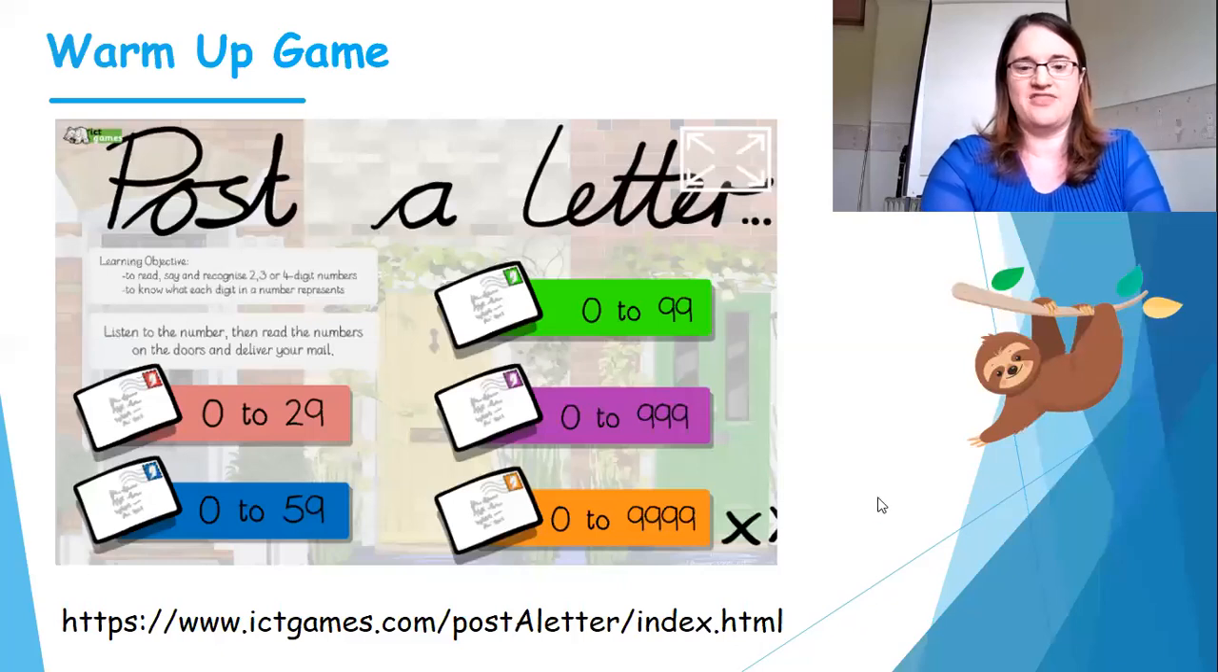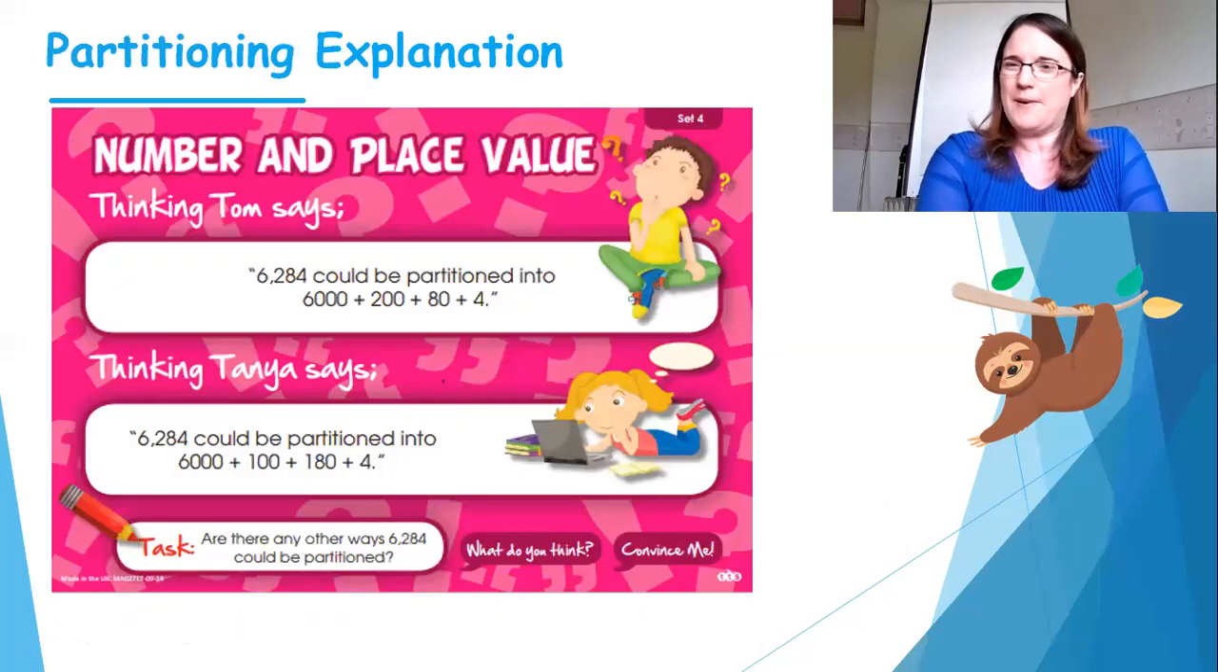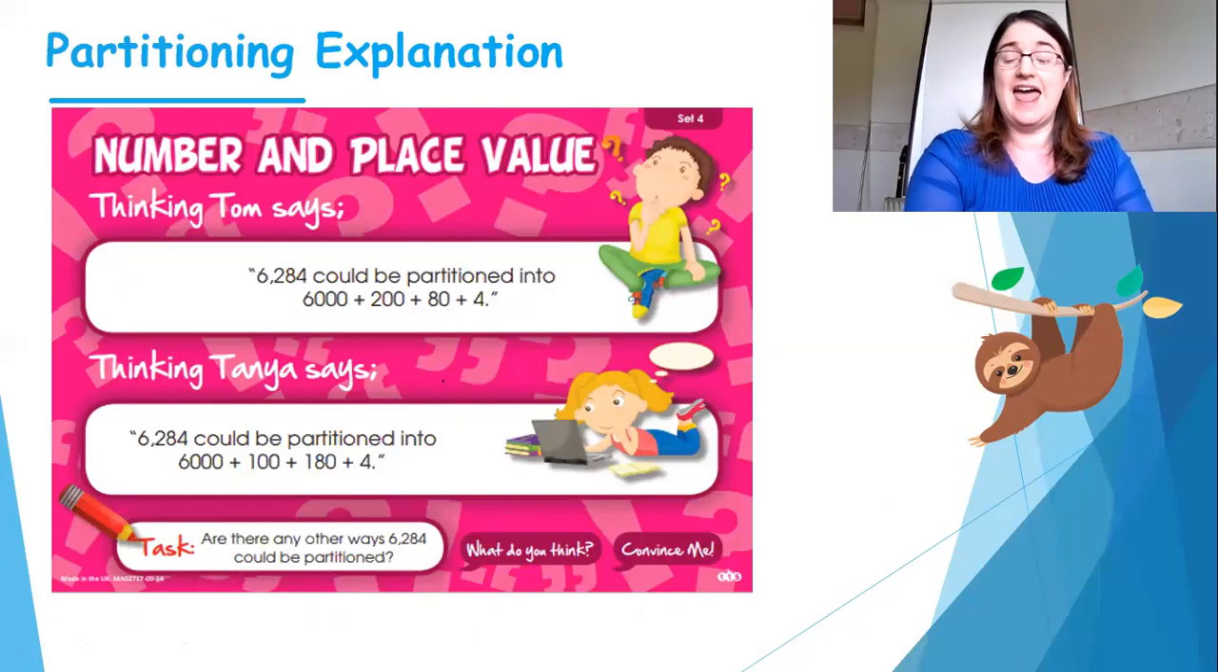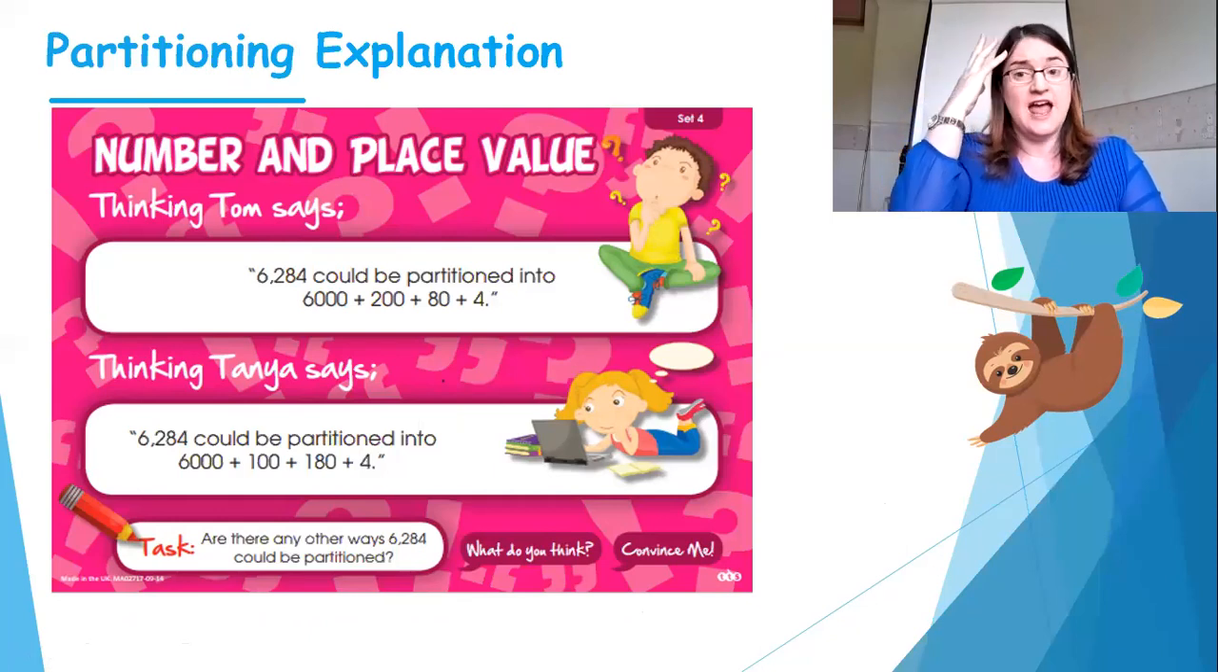Here we go. So we've done our Post a Letter Game. We are going to think now about partitioning that we did yesterday, and we're going to be writing an explanation. So we're going to be needing to explain what's going on inside our head, and that is tricky. So you're going to have to do some really careful thinking today. And we're going to have to do a little bit of writing, but it's not all words. Some of it's going to be numbers.